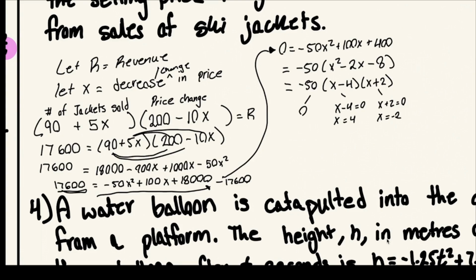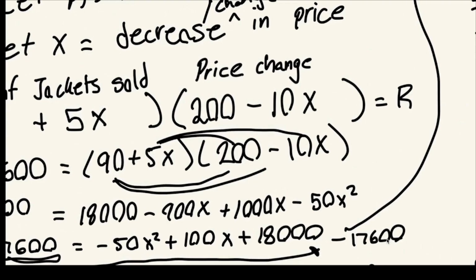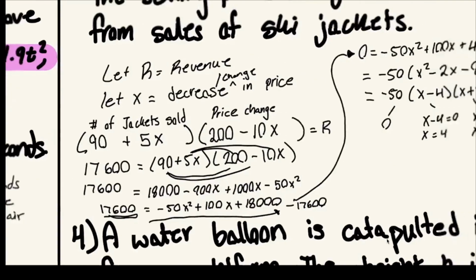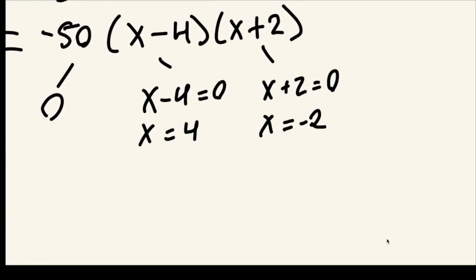And again, you have to reason it out. Why can't it be -2? Because can change be -2? Like if I put -2 in the price change, that'll be 200 minus 10 times -2. 10 times -2 is -20. So in fact, if we input x equals -2 into that, we are going to be left with a loss. We are increasing the price and we are losing the amount of jackets being sold, right?